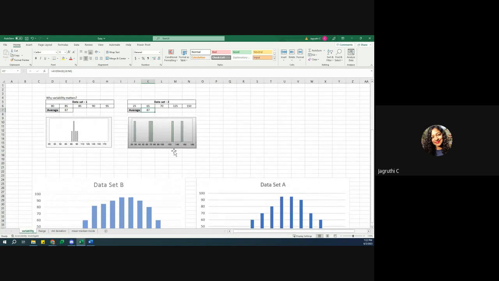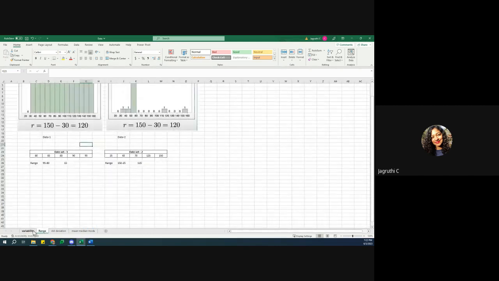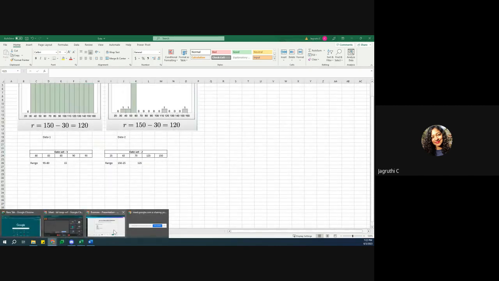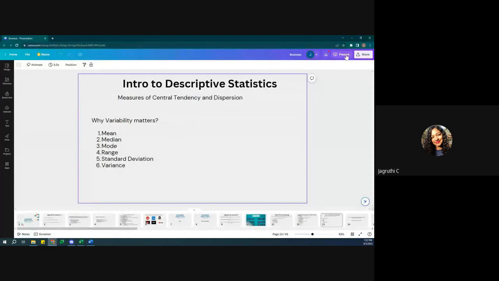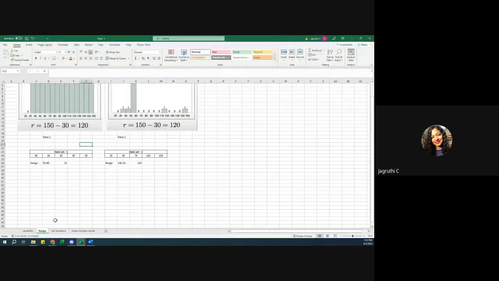This is the reason why variability is very important: to know how your data points are situated in the graphs. There were a couple of variables here which I will take you through: mean, median, mode, range, standard deviation, and variance. So now coming back to the file here.